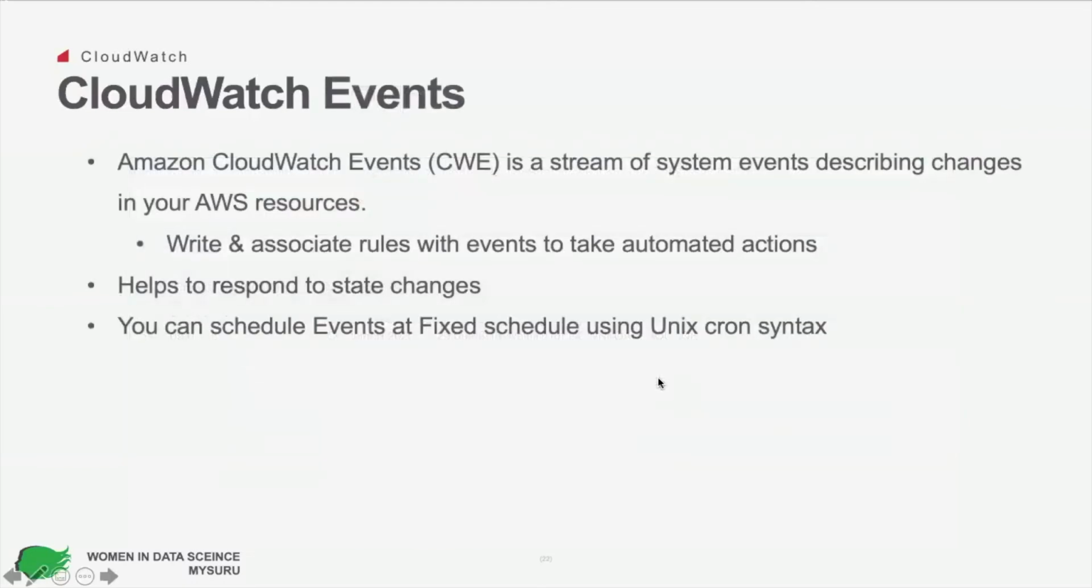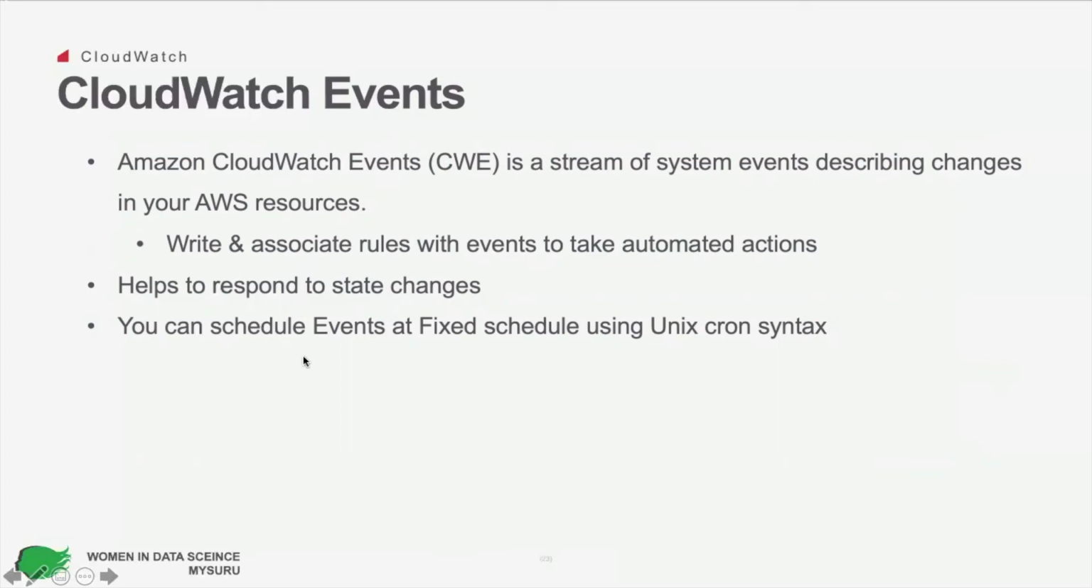So next one is events. CloudWatch events, how is it going to be helpful? Amazon CloudWatch events is a stream of system events describing changes in your AWS resources. You can define rules with events to take automated actions. So basically, CloudWatch events helps to respond to state changes. You can even schedule events at a fixed schedule using cron syntax.